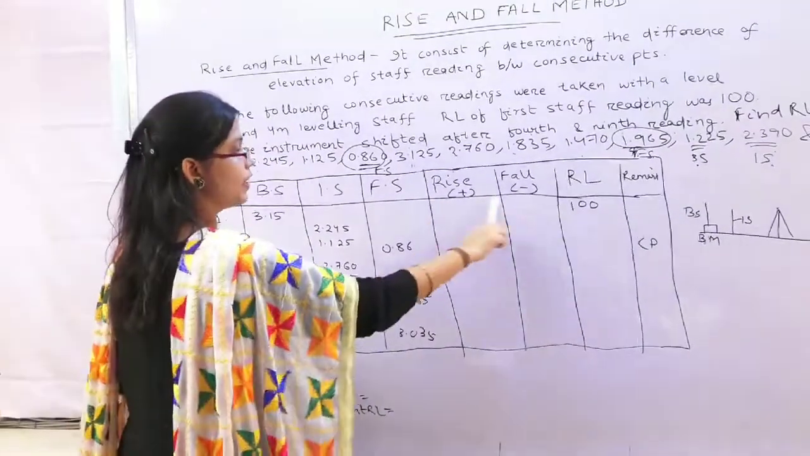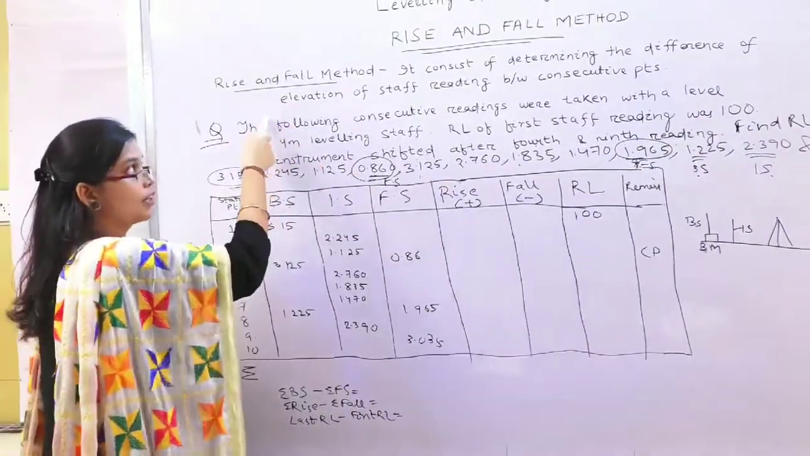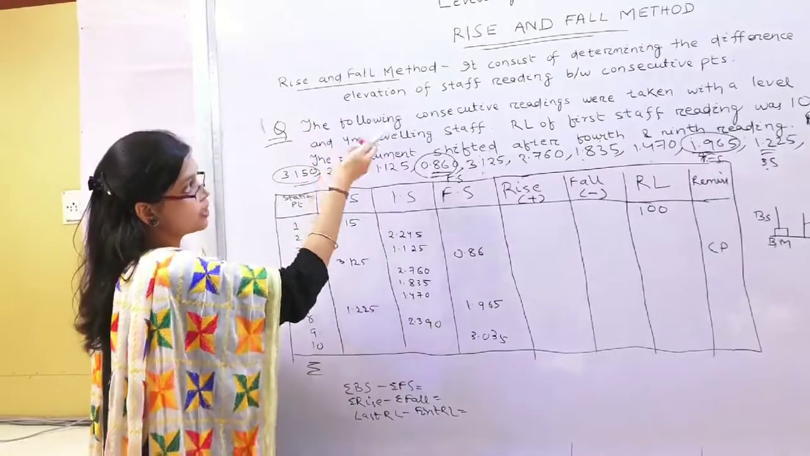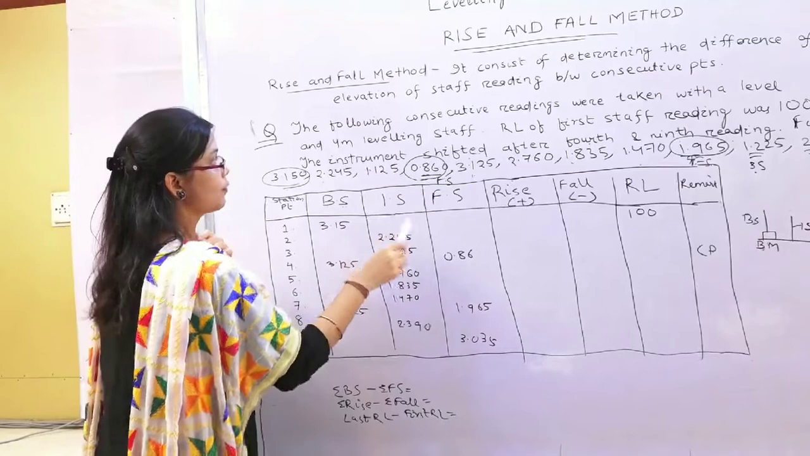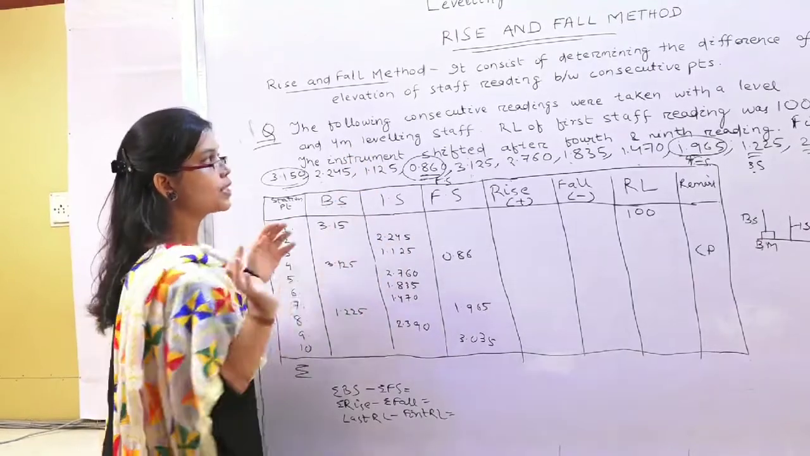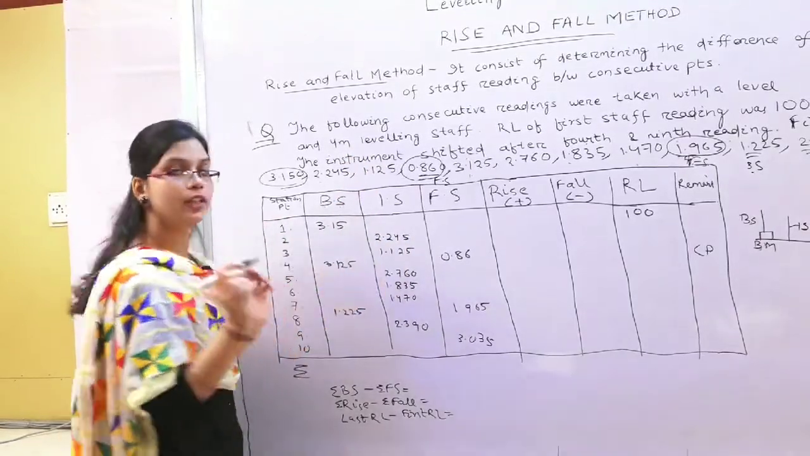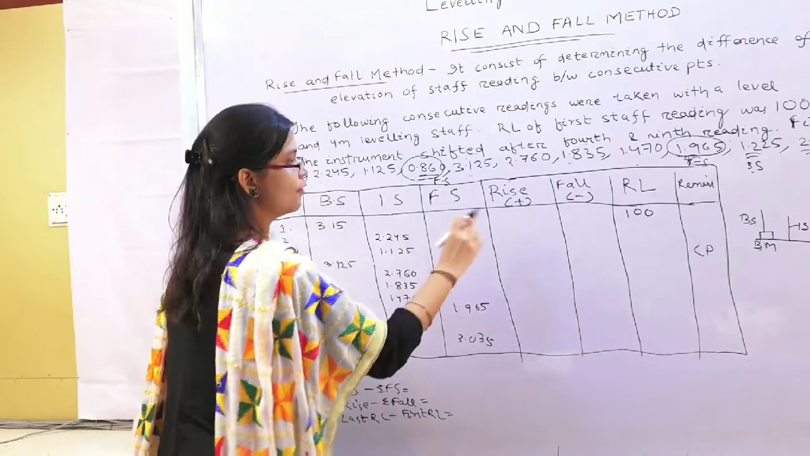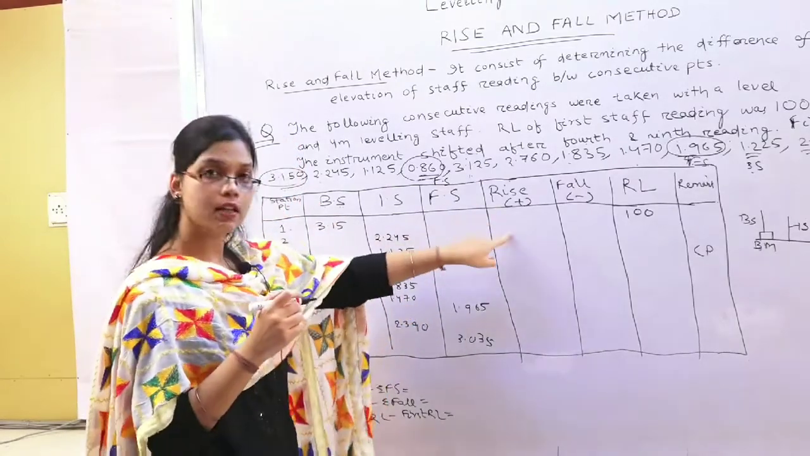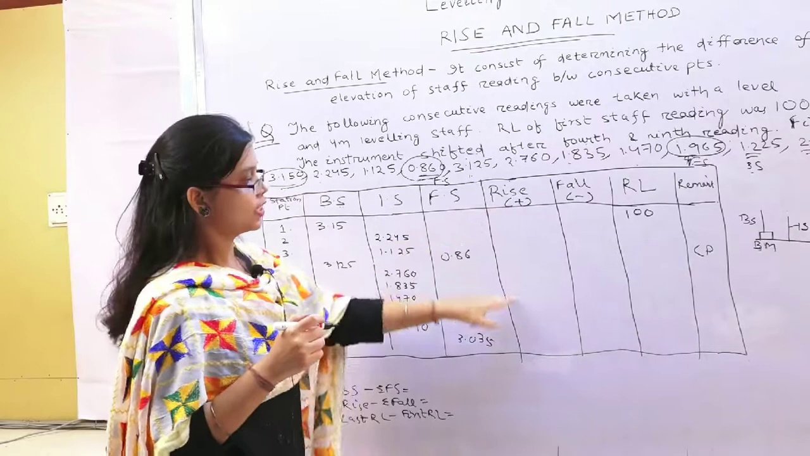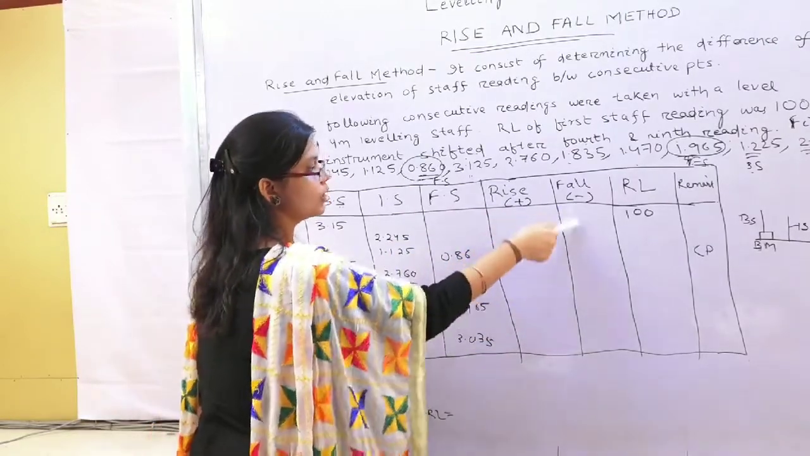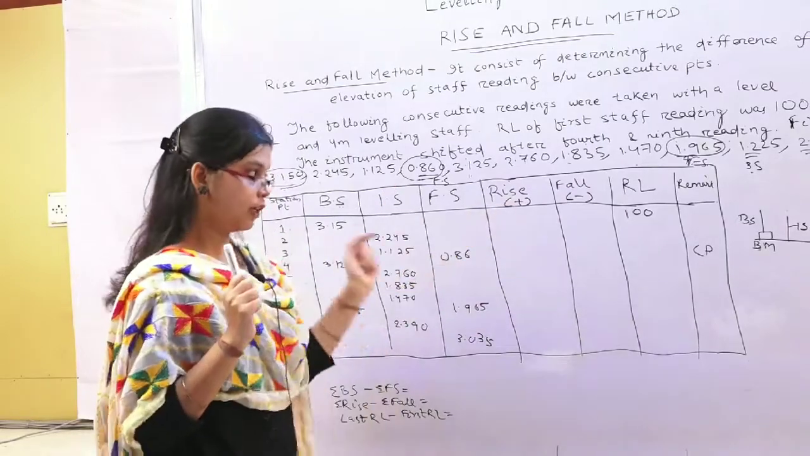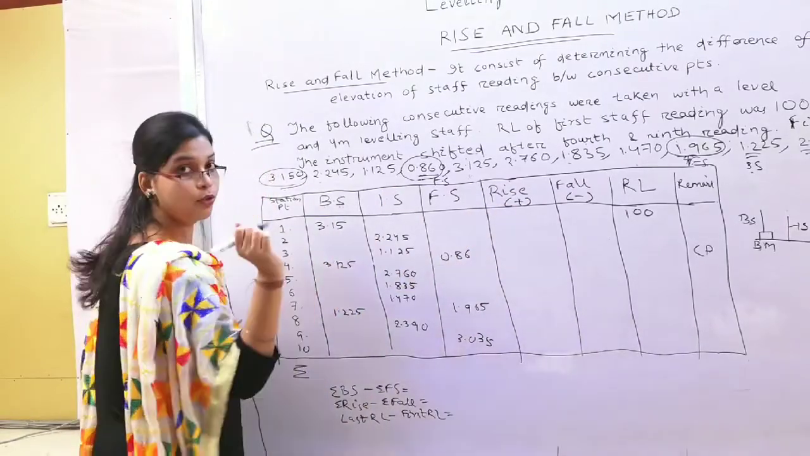Now how to find rise and fall? What is the definition? The rise and fall method means determining the difference of the elevation of different points, of different staff readings. We will get the difference and find whether it comes positive, then we will write in rise, and if it comes negative, we will write in the column of fall. Now see how to solve the problem.